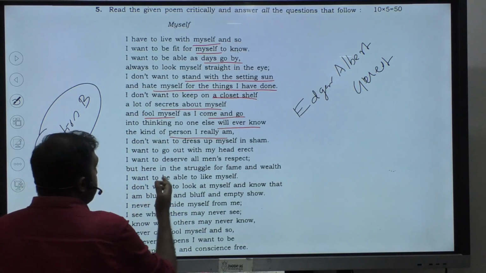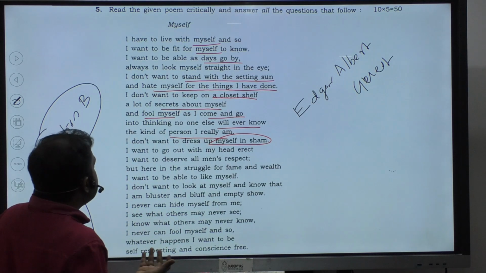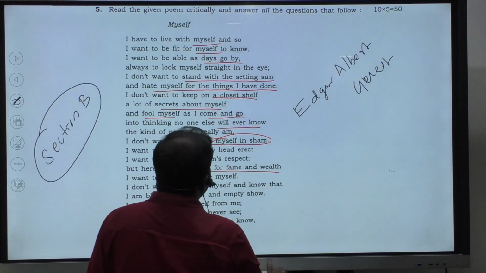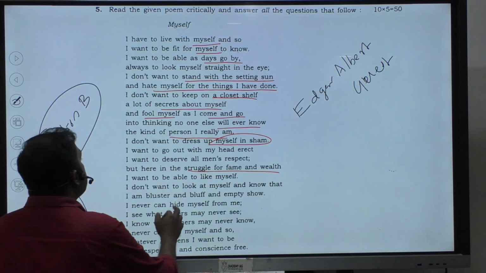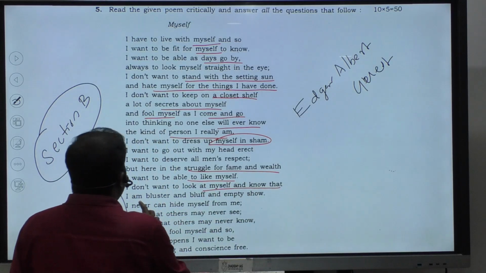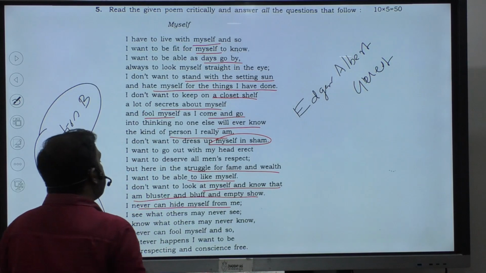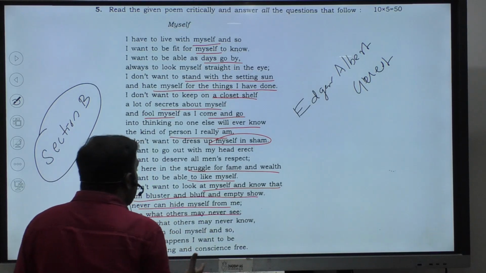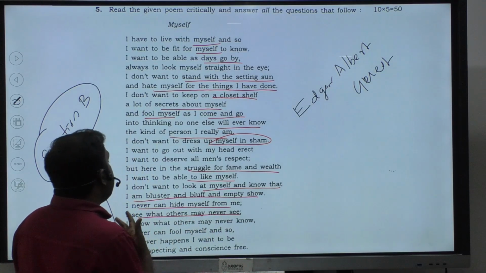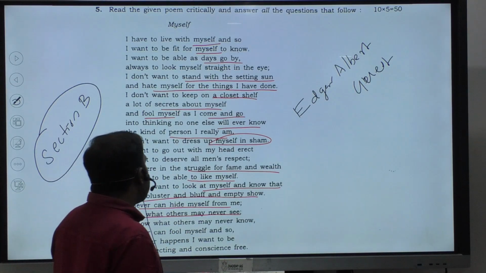I don't want to dress up myself in sham. I want to go out with my head erect. I want to deserve all men's respect. But here in the struggle for fame and wealth, I want to be able to like myself. I don't want to look at myself and know that I am bluster and bluff and empty show. I never can hide myself from me. I see what others may never see. I know what others may never know. I never can fool myself, and so whatever happens, I want to be self-respecting and conscience-free.